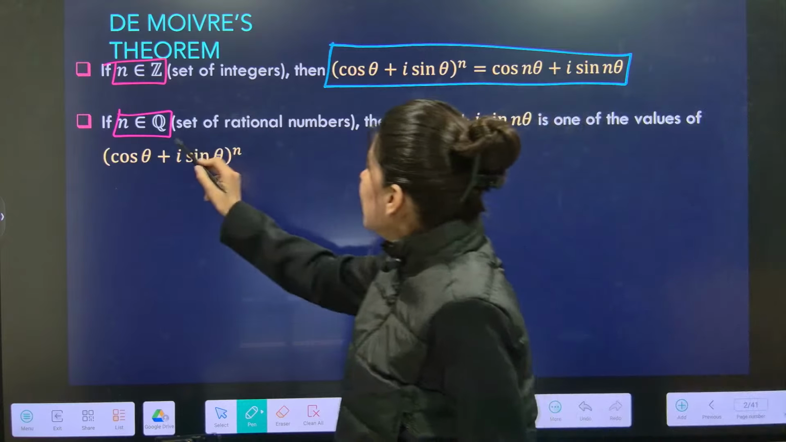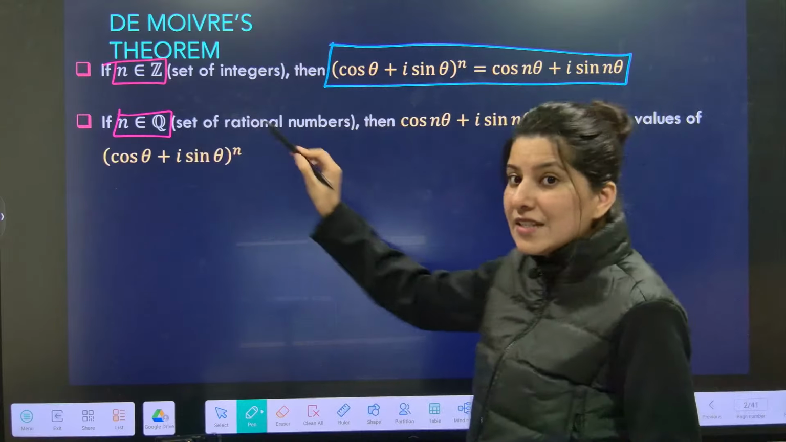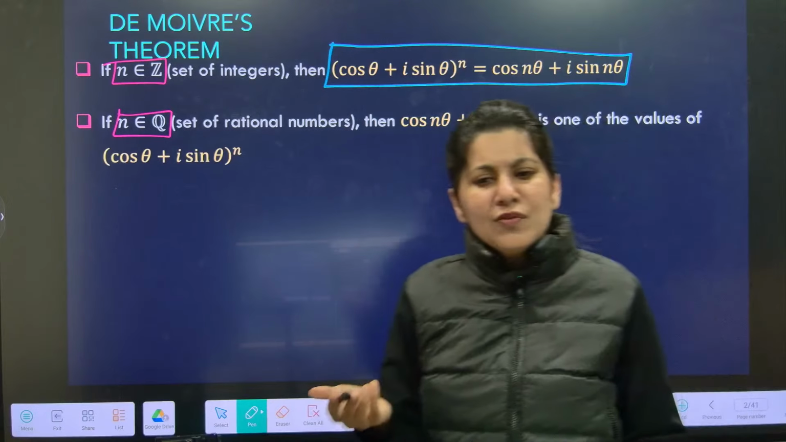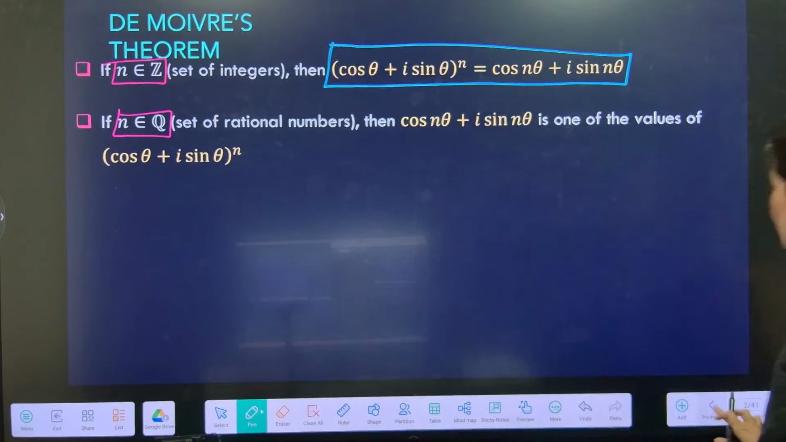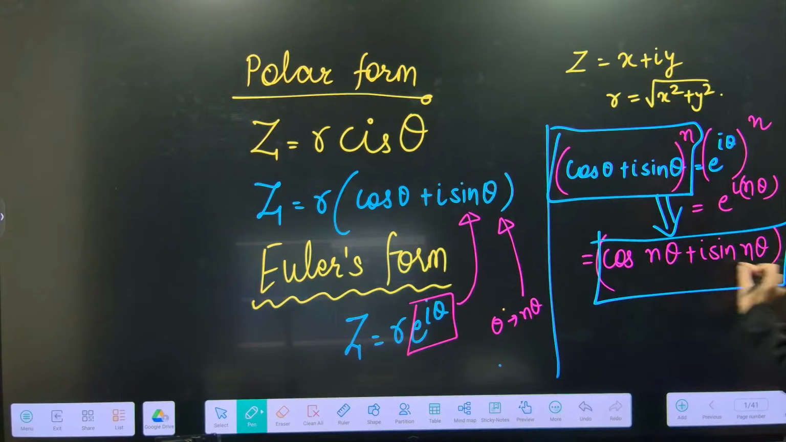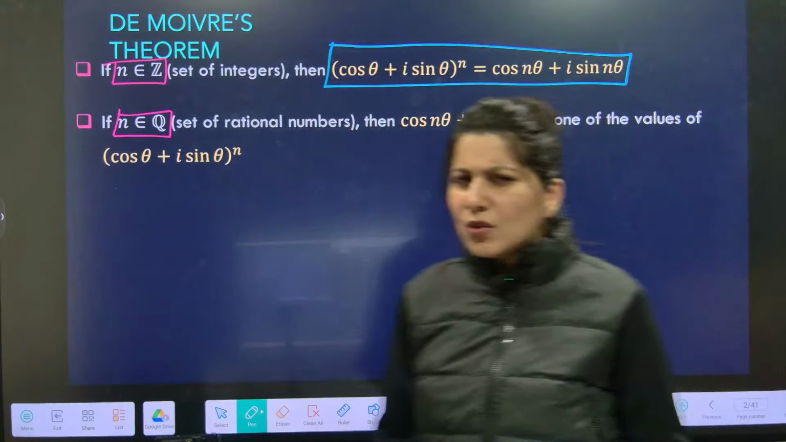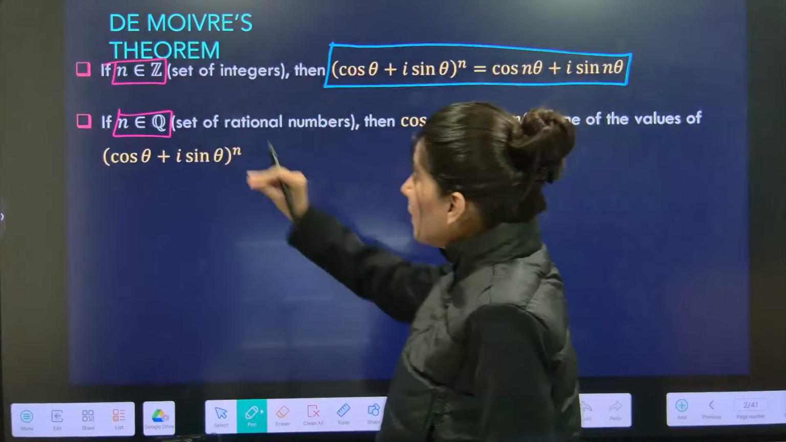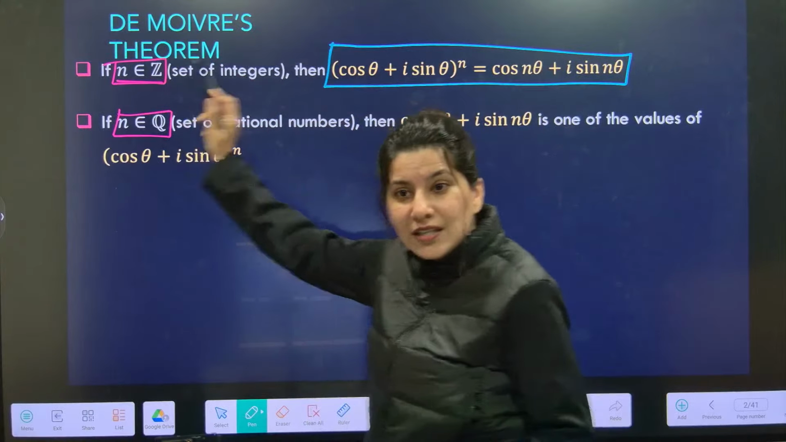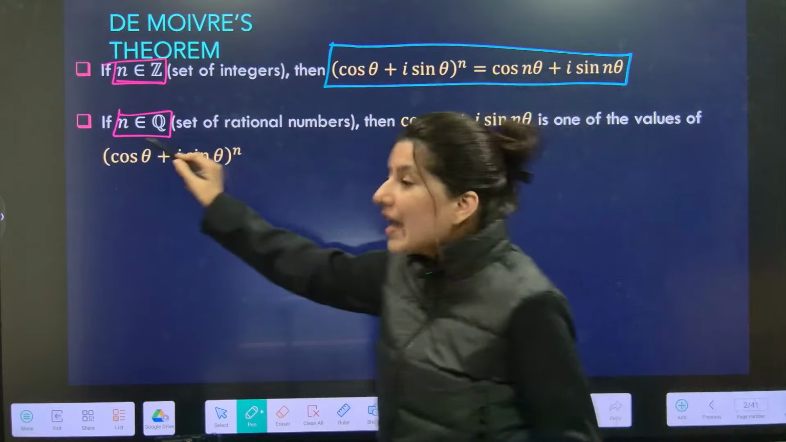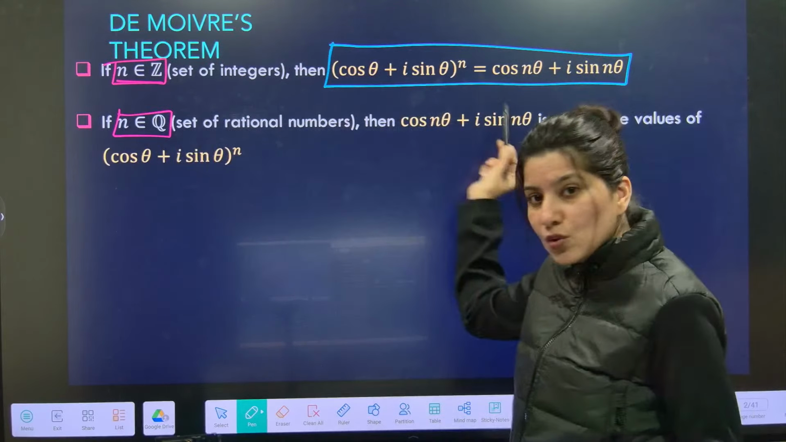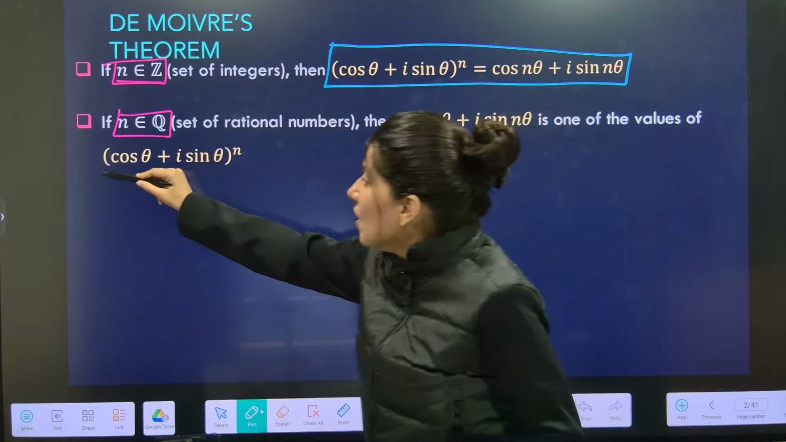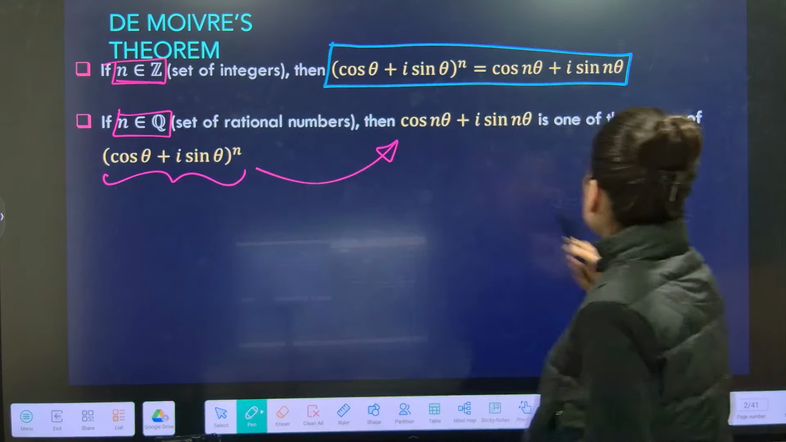Now, if n is a rational number, then you'll be like, ma'am, why are you segregating? Whatever you have proved is a proof for any n, that (cos theta + i sin theta)^n is equal to this. This should be true for any n. What we are trying to say is that for n an integer, these two are absolutely equal. And for n rational, these two are actually equal, but there may be multiple values of this expression. One of the values of this expression is equal to this. That's what they are trying to say.